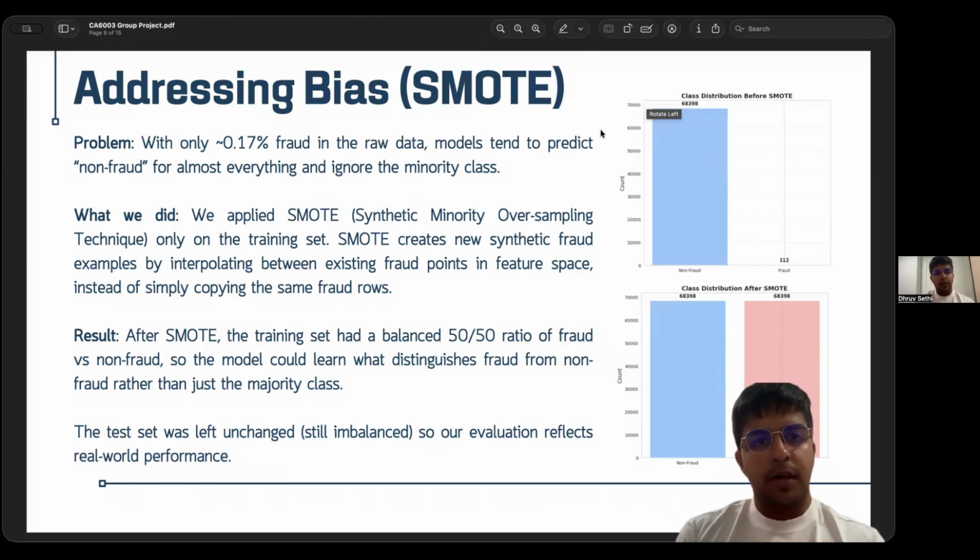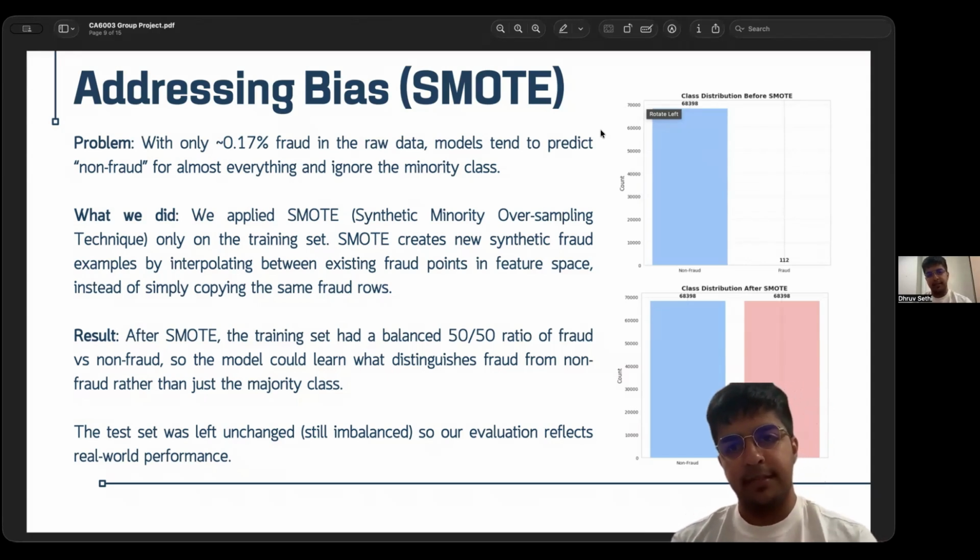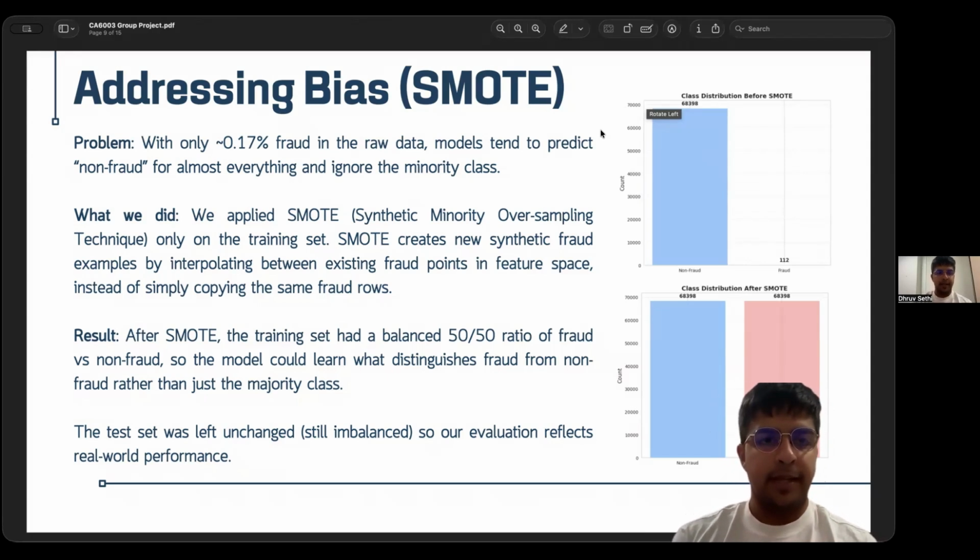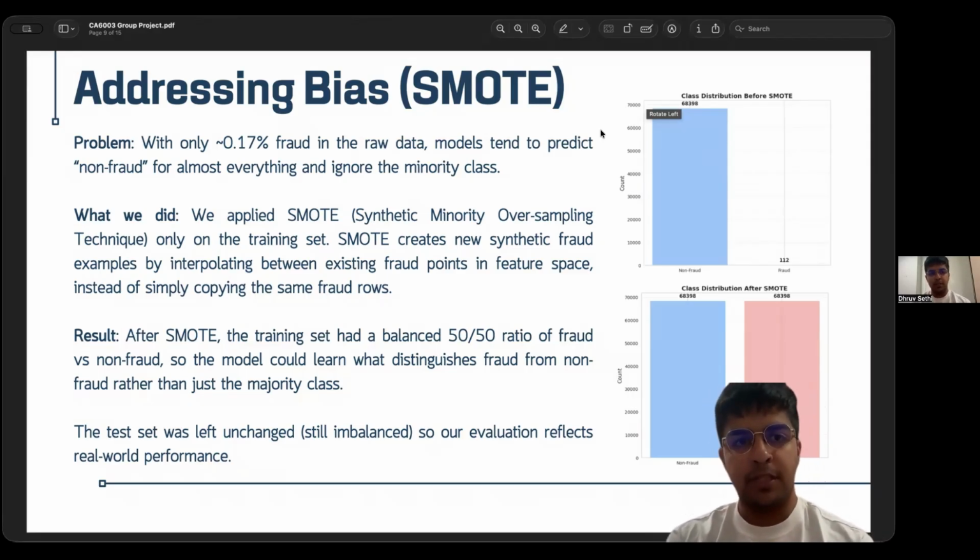So moving on, we had very little fraud data, as mentioned before in our project. And so we had to use SMOTE to generate some fraud data. As you can see, we had less than 1% of fraud in our raw data. And so if we used some models, they would just ignore the minority class.